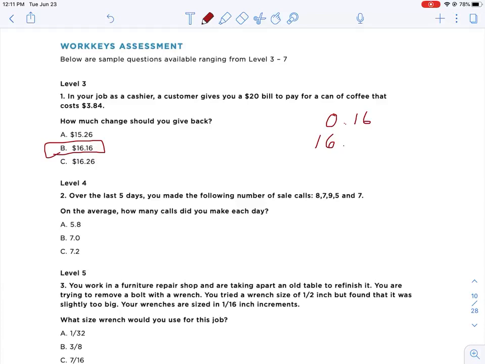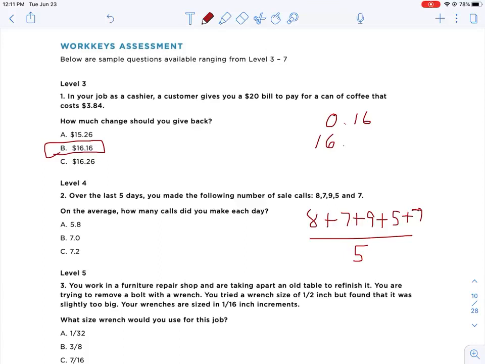Number 2. Over the last 5 days, you made the following number of sales calls. On average, how many calls did you make each day? So the way to find the average of 5 things is just add them up and divide by 5. So it's going to be 8 plus 7 plus 9 plus 5 plus 7 divided by 5.